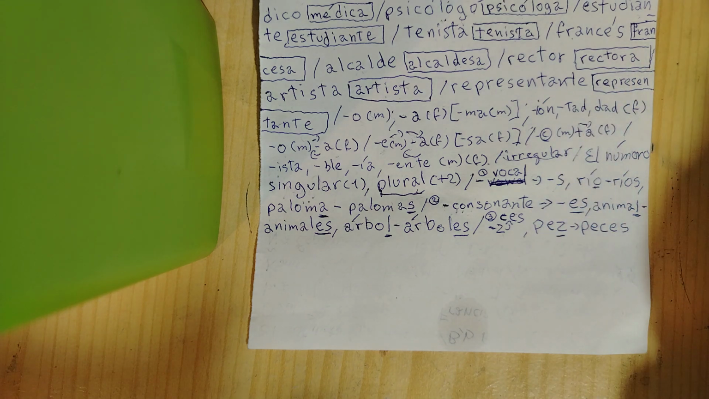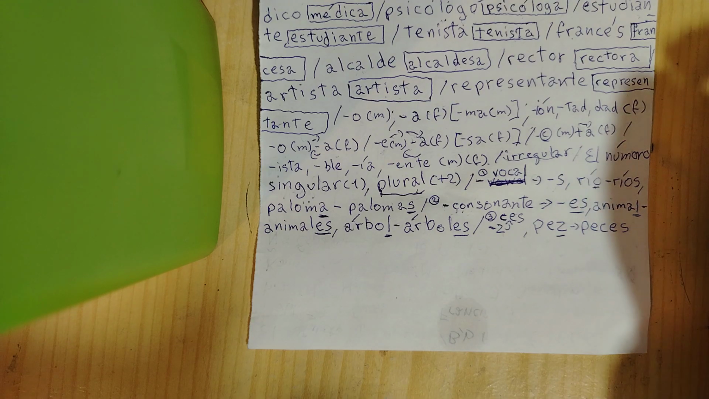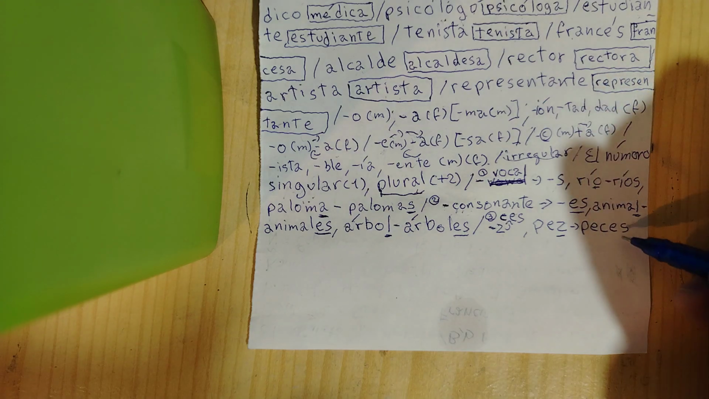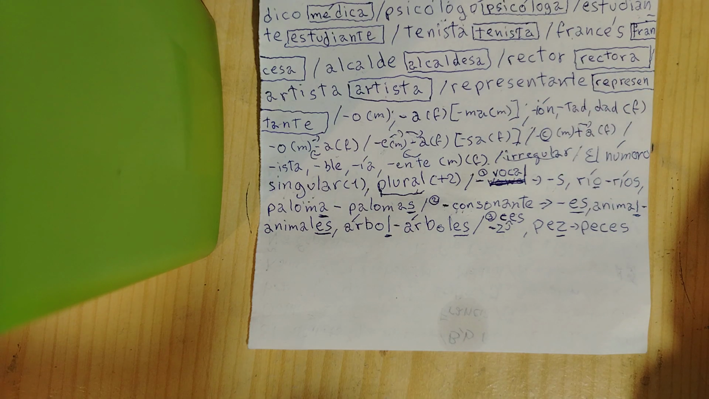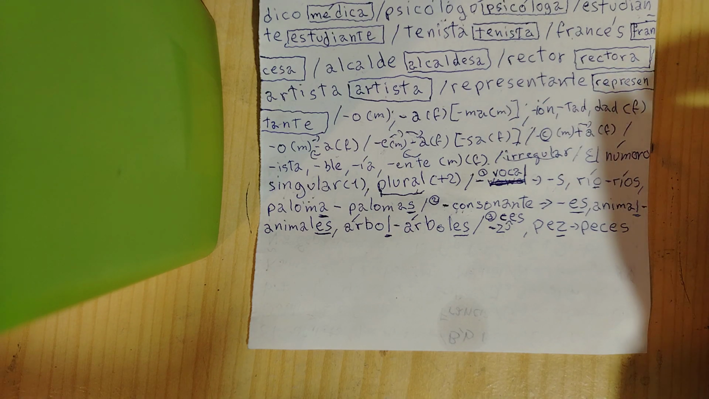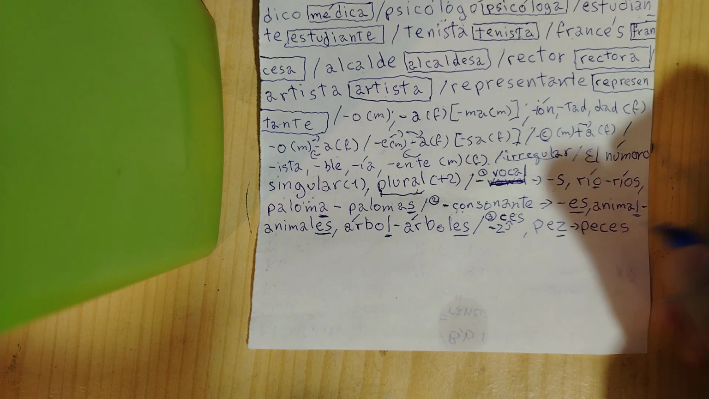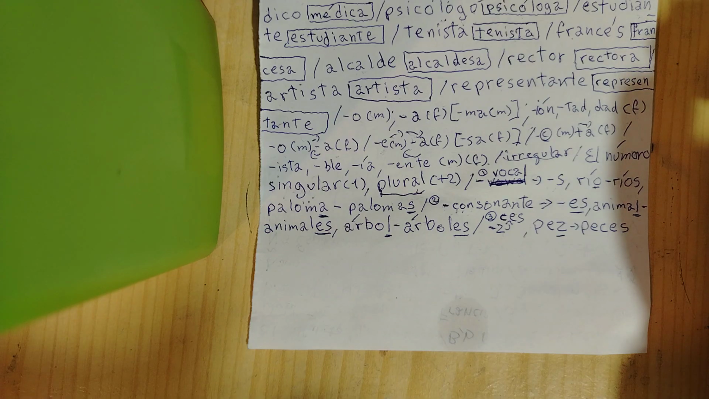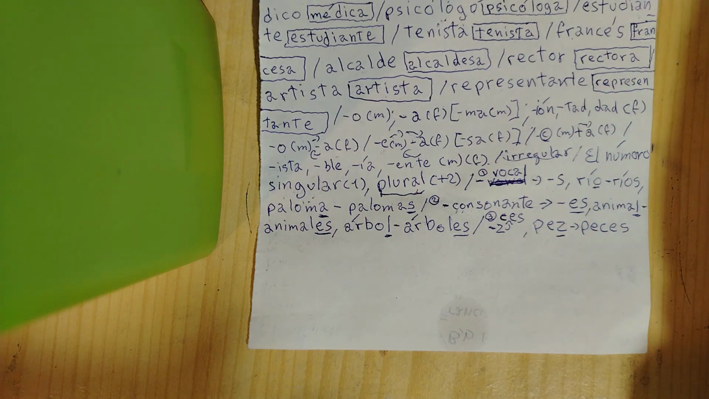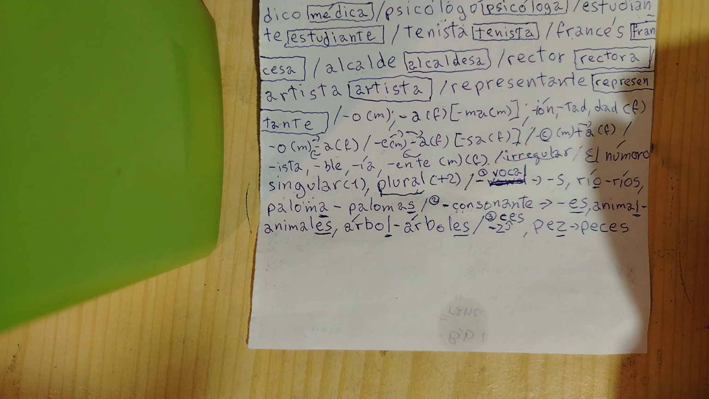Peces, peces. Pez, singular; peces, plural, right? In English it's fish and fish, it doesn't change, but in Spanish it changes. Pez, peces. I like how it sounds. Yes. So, all right, that's the first one. I just have that example.